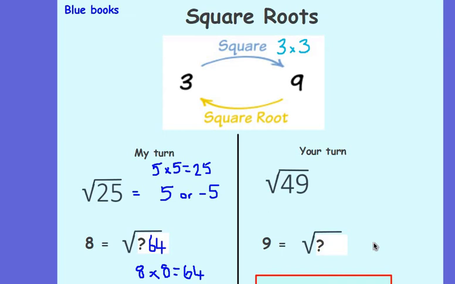Okay, let's go through the answers. The square root of 49, what times itself would give me 49? Well, 7 times itself would give me 49. So the square root of 49 is 7. 9 is the square root of what number? Well, 9 is the square root of 9 times 9, which would be 81. Let's check. 81 is made up of 9 times 9, so 9 is the square root of 81. Please make sure you've got these answers correct in your dark blue books on your neat piece of paper for me.